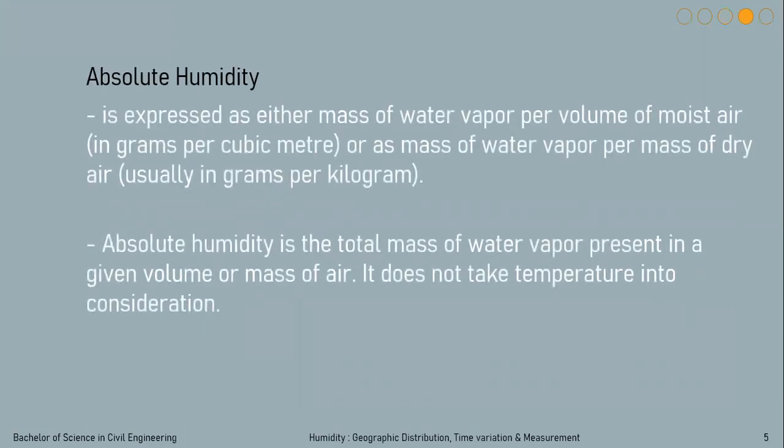Absolute humidity. Absolute humidity is expressed either as mass of water vapor per volume of moist air in grams per cubic meter, or as mass of water vapor per mass of dry air, usually in grams per kilogram. Absolute humidity is the total mass of water vapor present in a given volume or mass of air. It does not take temperature into consideration.